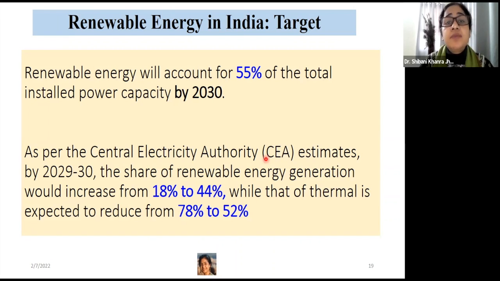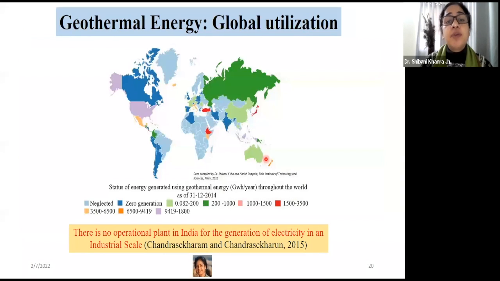This renewable energy in India has the target of 55% of the total installed power capacity by 2030. So the Central Electricity Authority estimates that by 2030, the share of renewable energy generation must increase from 18 to 44%. At the same time, the thermal is expected to reduce from 78 to 50%. So here itself, it reflects how much we need to promote the different elements of the renewable energy basket, at the same time exploring it to its maximum potential.